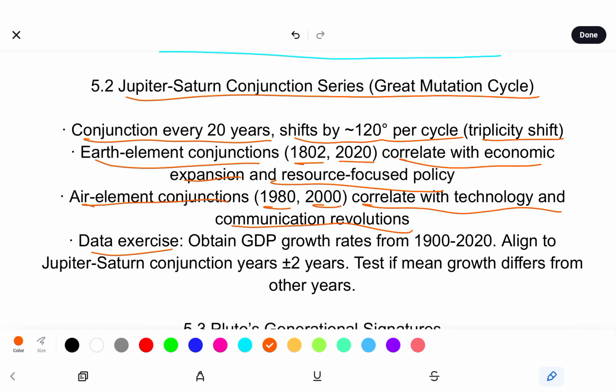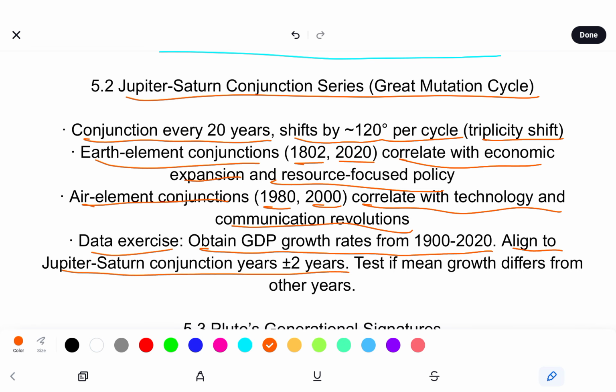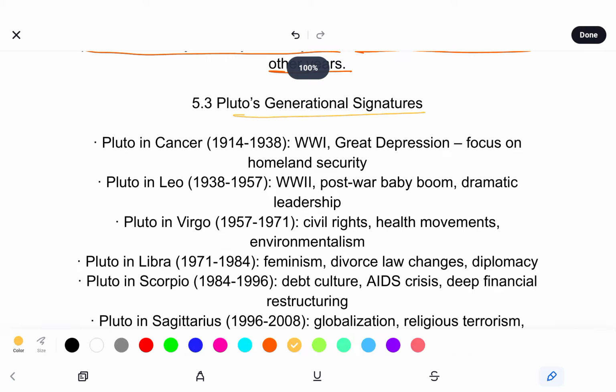In our data exercise, obtain GDP growth rates from 1900 through 2020 aligned to Jupiter-Saturn conjunction years. Adding and subtracting 2 years, test if mean growth differs from the other years. We have Pluto's generational signatures. Pluto in Cancer from 1914 through 1938 brought us World War I, the Great Depression, focus on homeland security.